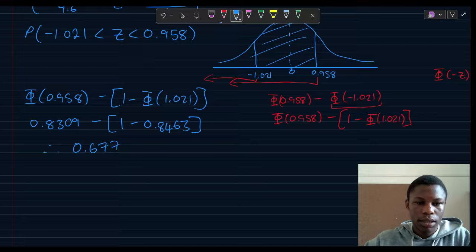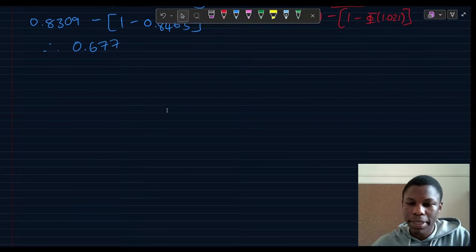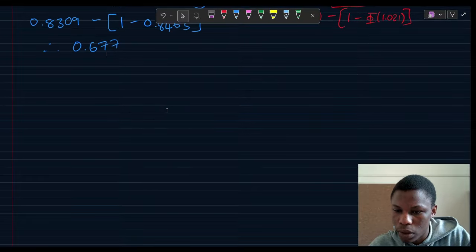That's part A. Now we are given that the mass of cherries sold per day in a supermarket is normally distributed with mean 72.4.